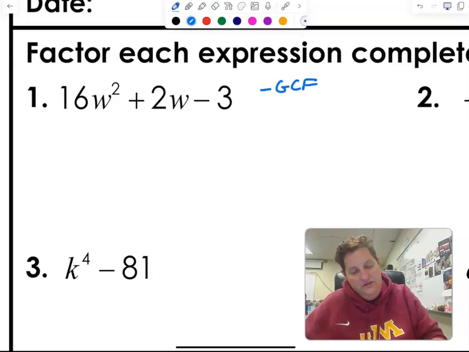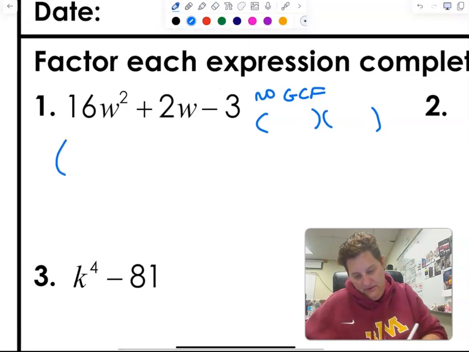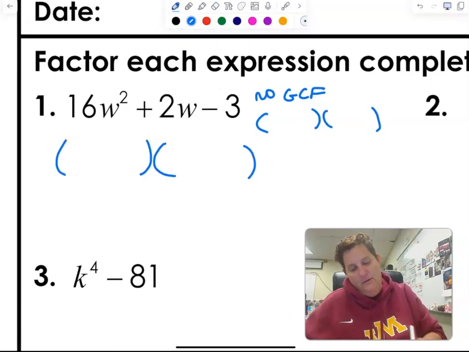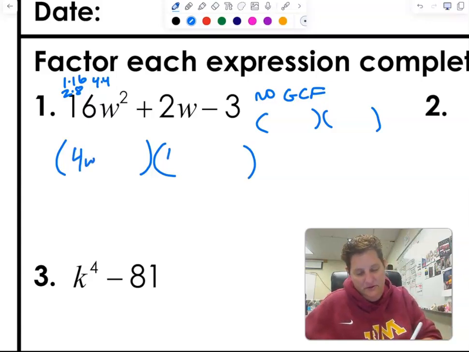Alright, so I'm going to go through the steps on each of these. Alright. GCF, this one does not have one. Okay? I'll say no GCF. This is a trinomial, so I'm going to do that then. Okay, so I go like this. And now remember, you've got all these choices. You've got 1 and 16, you've got 2 and 8, and you've got 4 and 4. Okay, and you just kind of pick one and go with it, right? I'm going to pick the wrong one first so you guys can see how to do it.